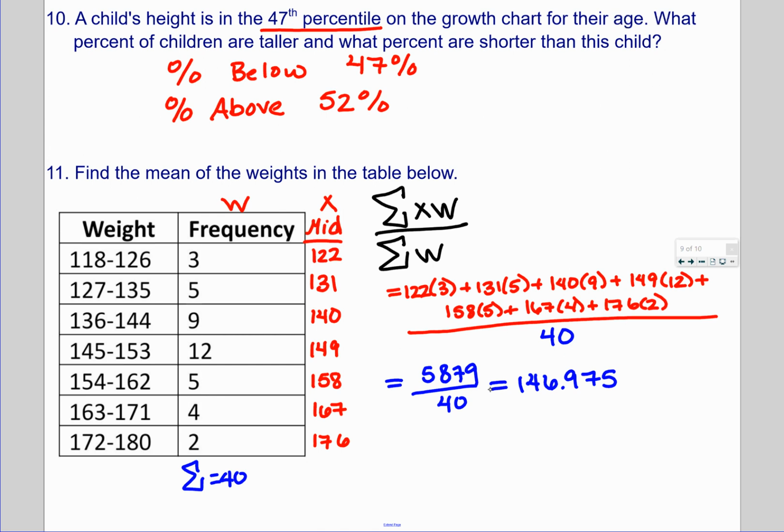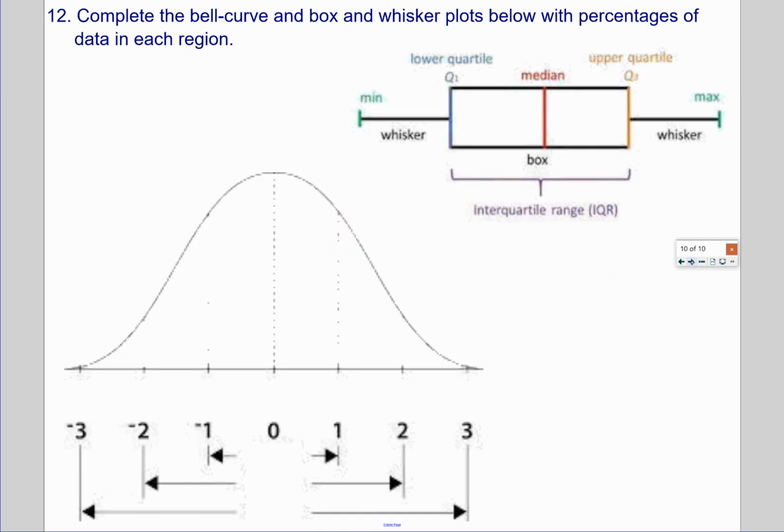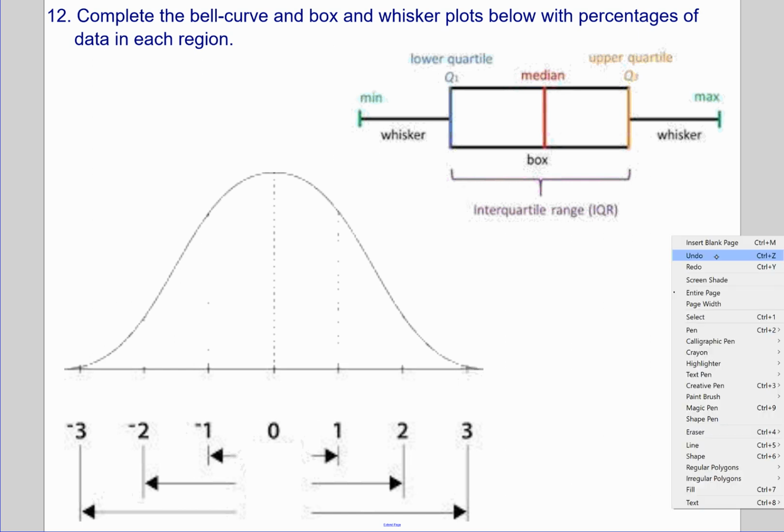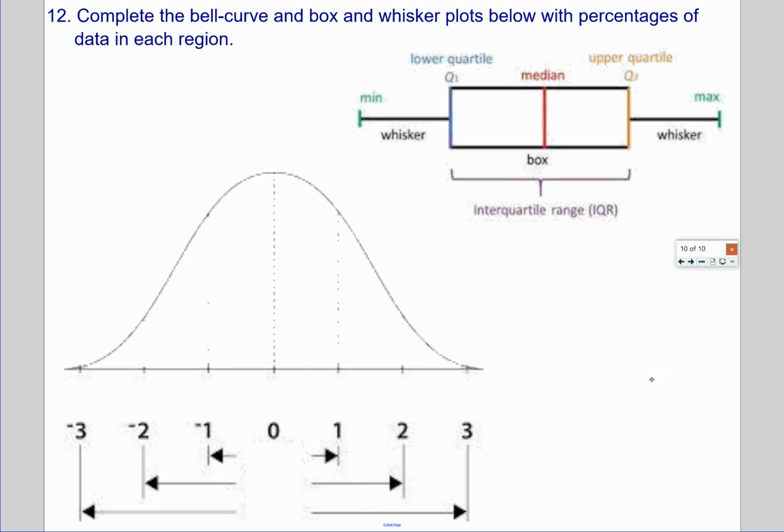Okay, last one. All we're doing here is just completing for the box and whisker plot the percentages that are going to be in each of those ranges, and then for the bell curve we're going to give the percentages that fall within each of those standard deviations. So we talked about this yesterday. For each piece of box and whisker plot, a whisker or half of a box, what percent is there? 25%. So that's all we need to put in each of these.